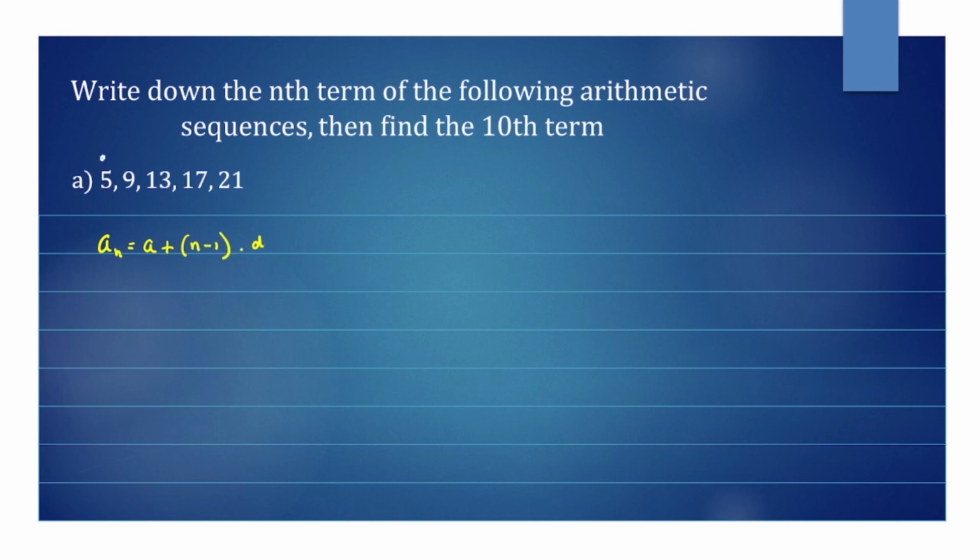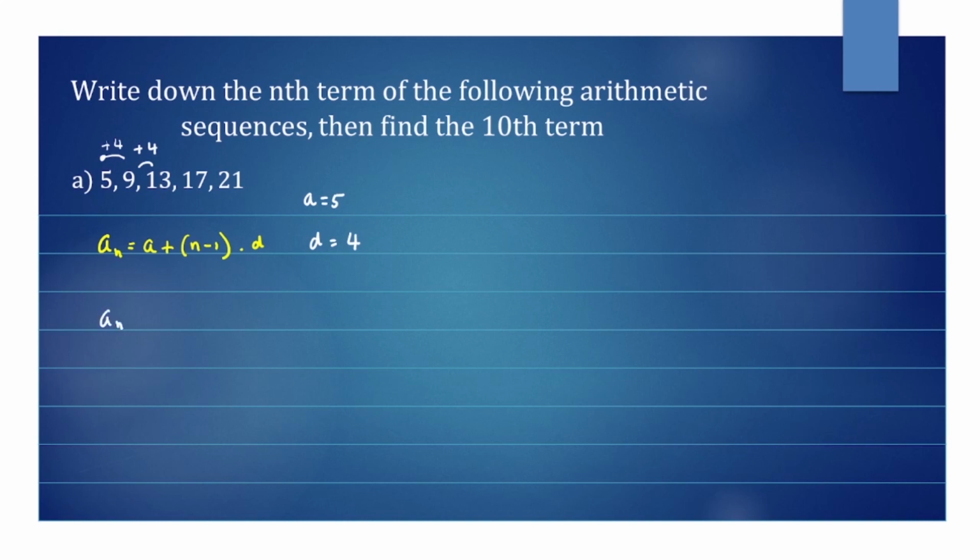The first term is 5, so a equals 5. And the common difference is the difference between each pair of terms. So from 5 to 9, we would add 4. 9 to 13, we add 4, and so on. So the common difference will be 4. All we need to do then is substitute those numbers into our formula.